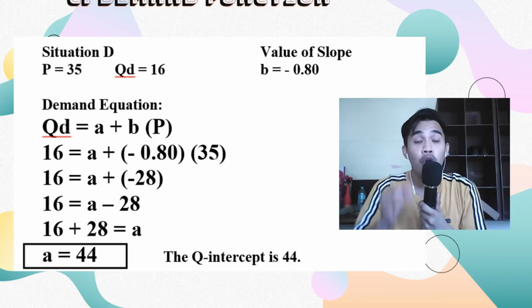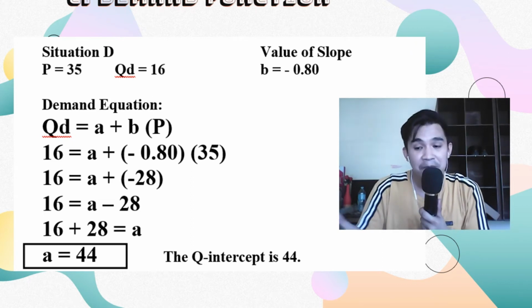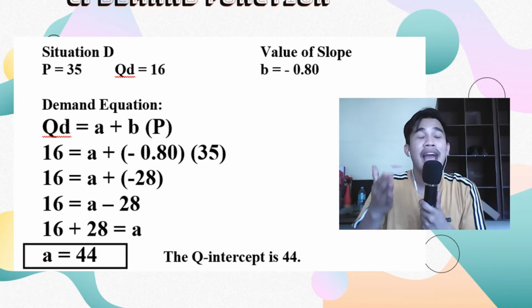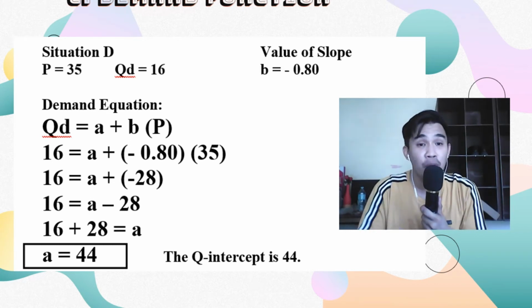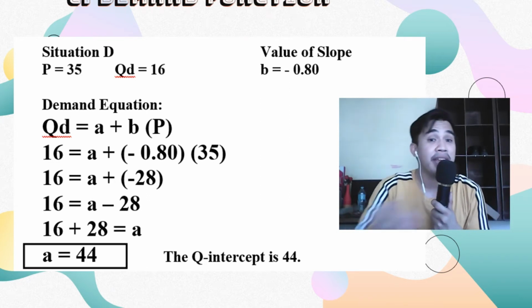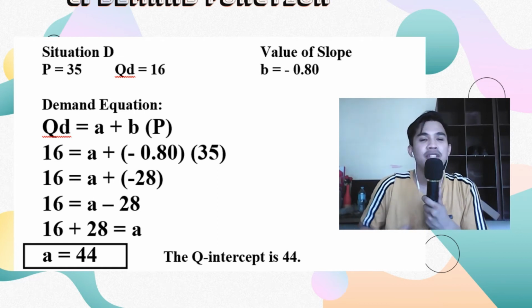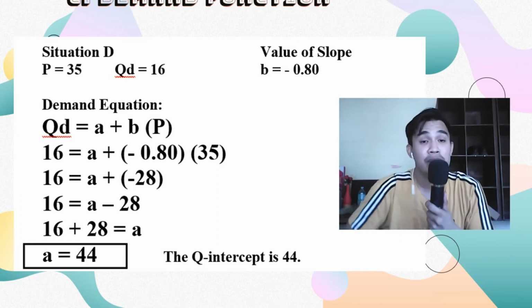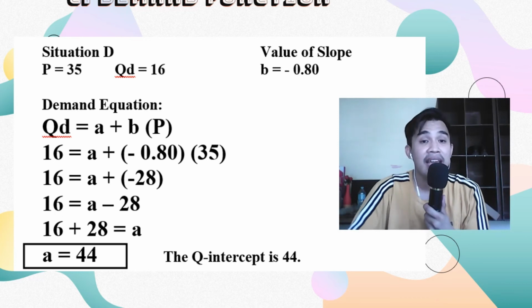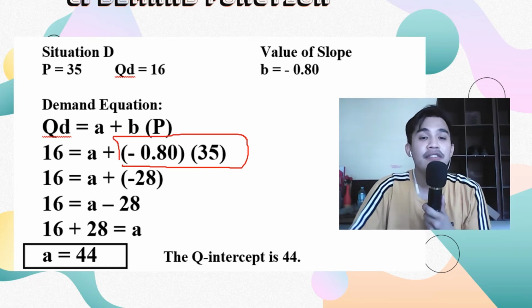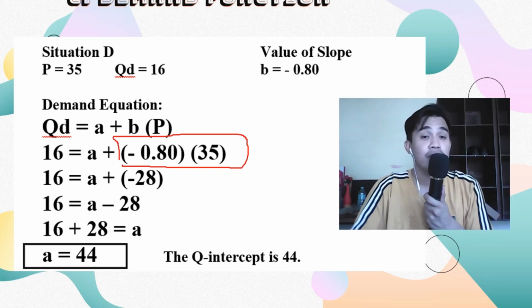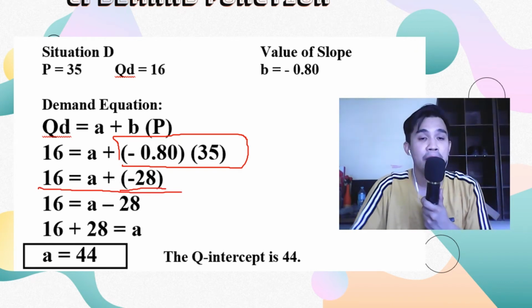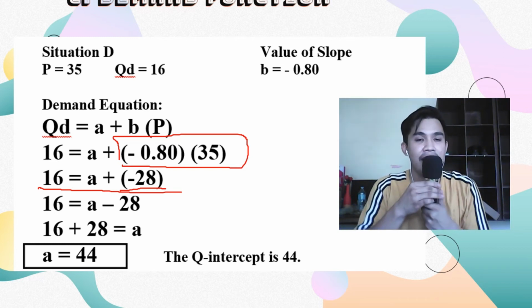The next step you are going to do, of course, when we are solving equations, we have to be very careful and we have to follow PEMDAS. So, of course, mas nauna naman talaga si multiplication compared kay addition. So, magmumultiply muna tayo. So, ano yung dalawang numbers na i-multiply? So, we are going to multiply negative 0.8 times 35. So, negative 0.8 times 35, that is equal to negative 28. So, we have now 16 is equal to A plus the quantity of negative 28.